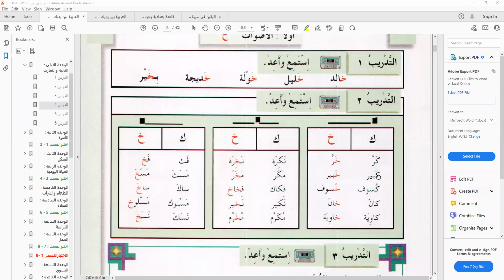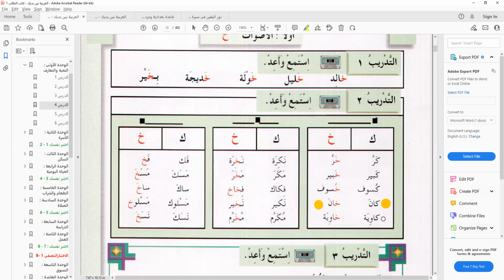Then you have kabirun. You have the sound kabirun. And you have what? Khabirun. Then we have kusufun. Then we have khusufun. Then we have kana. Then we have khana. The second is khana, the opposite. Kana, khana.